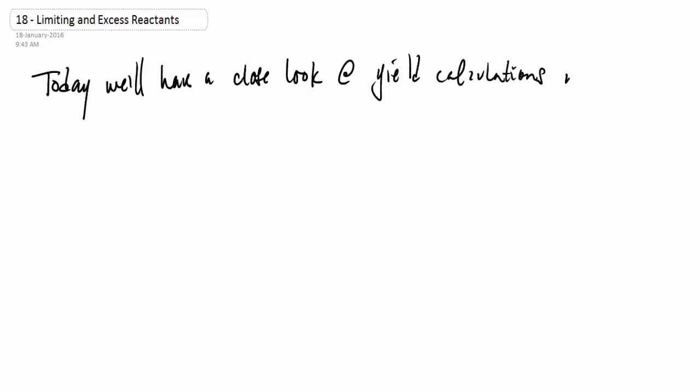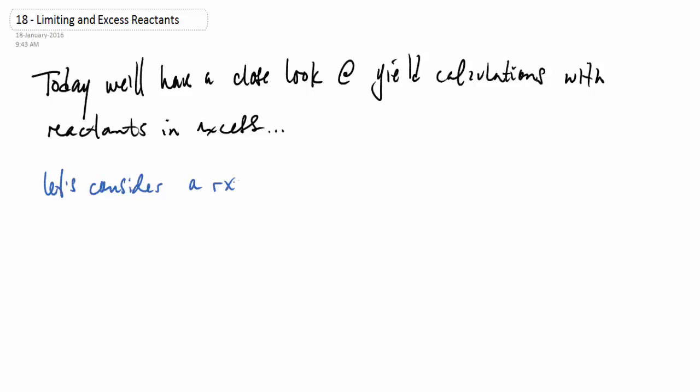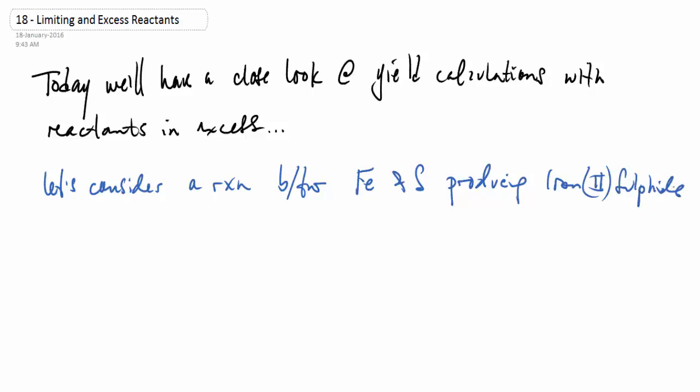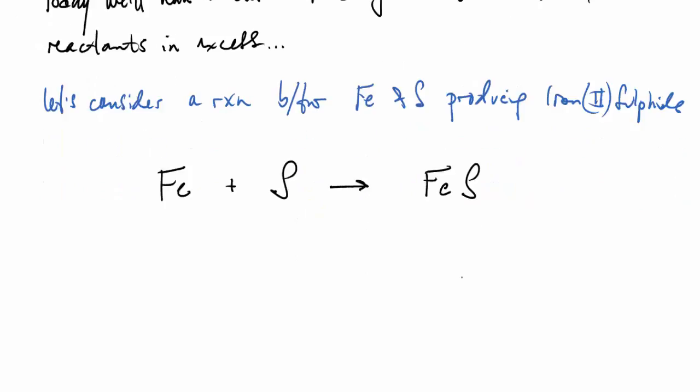To start off, let's think about a reaction between iron and sulfur. We'll get the reaction between iron and sulfur that produces iron(II) sulfide. Here's the iron, and we'll have the sulfur, and these react to form the iron(II) sulfide.